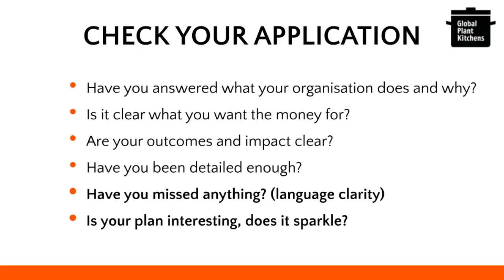So just a kind of little summary. We've talked through some of these, but also things to check when you're going through your application. Is it really clear what you do and why? And again, a big point on the why. Is it clear what you want money for? That can often be in the budget, or being really clear on the impact and the number of people you're going to reach. Again, is the difference that you're going to make, your outcomes and impact, really clear?